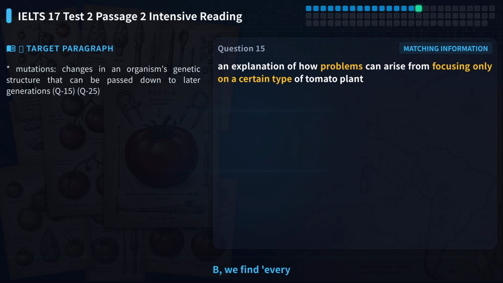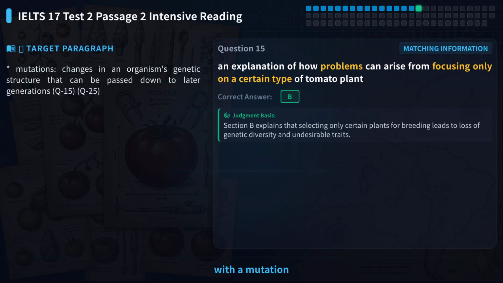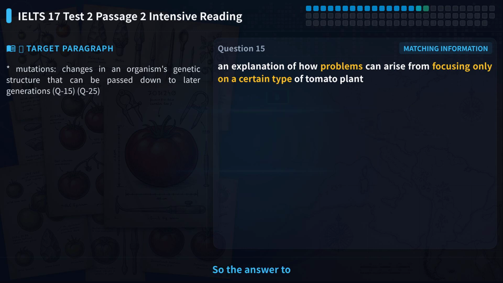Scanning paragraph B, we find: every time a single plant with a mutation is taken from a larger population for breeding, much genetic diversity is lost. This directly matches the idea of problems from focusing on one type. So the answer to question 15 is B.